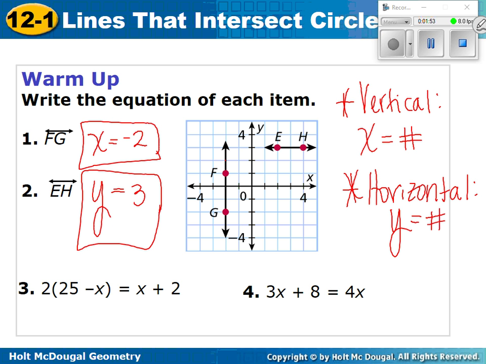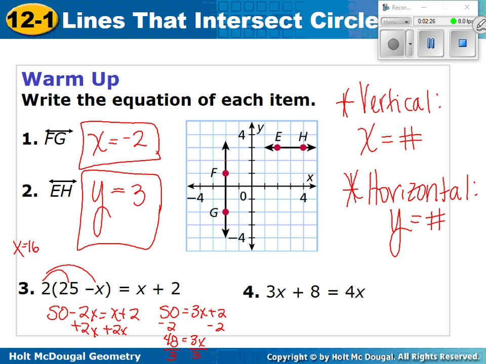Okay, numbers 3 and 4 should have been pretty easy algebra. What did you have to do on number 3 first? Distribute the 2. So you should have had 50 minus 2x equals x plus 2. At this point, just depends on what you want to do. I'm going to add 2x. So I get 50 equals 3x plus 2. Subtract 2. 48 equals 3x. Divide by 3. What did you get for x? 16. Questions on number 3?